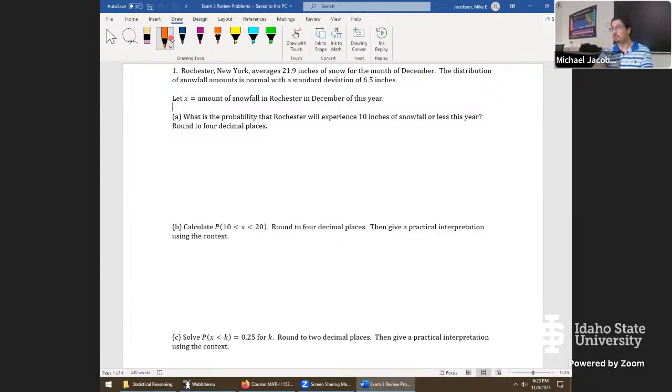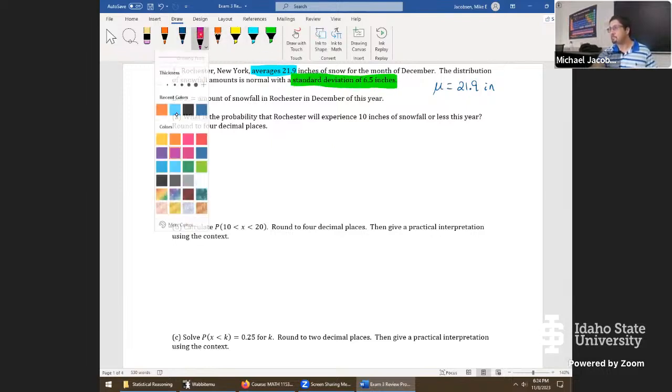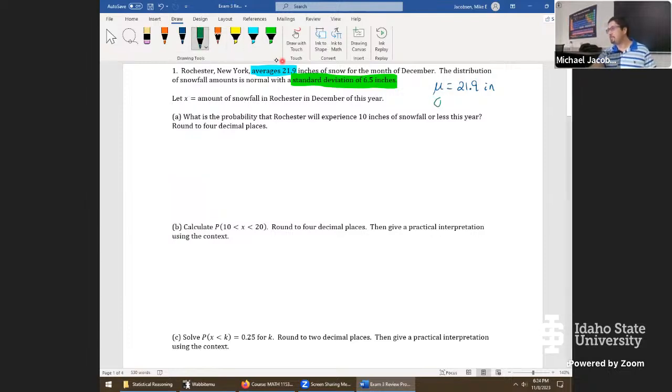Next thing I would do before even launching too far into this problem is, let's start recording what the population characteristic values ought to be. When it says averages, we have the value mu equals 21.9 inches. We're not saying we know that mu is exactly 21.9 inches. That's just going to be our best guess for that population characteristic. Next, there's a standard deviation of 6.5 inches. We'll use the value sigma because it's describing a population at 6.5 inches. So now we're dealing with purely numerical data on these problems here.